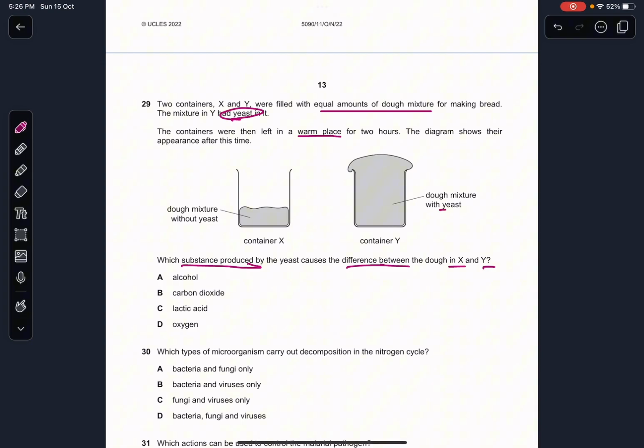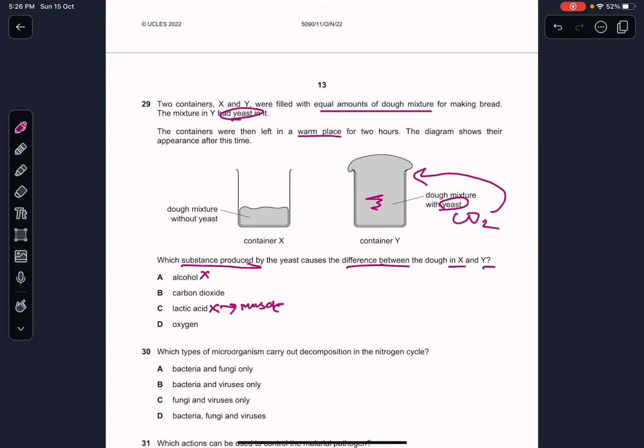Now, yeast is going to produce carbon dioxide, and that is why this causes the container Y to rise. So it cannot be alcohol, as that is going to make this very acidic, and the taste is going to change. That is not what we want in pizzas and in doughs that we make. It cannot be lactic acid, because lactic acid is going to be produced in the muscle cells.